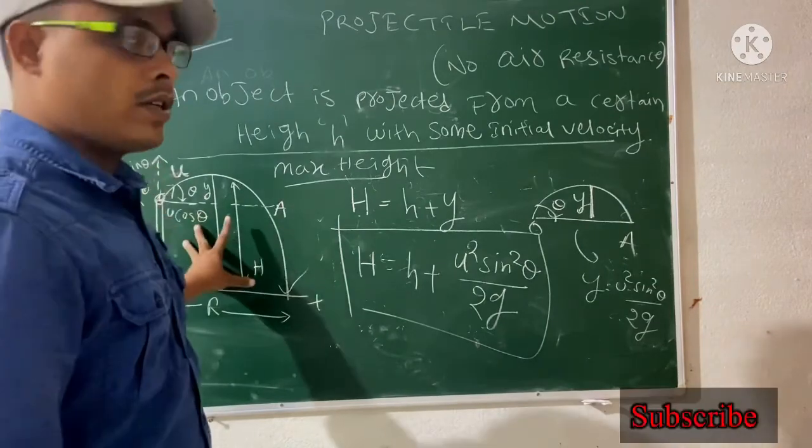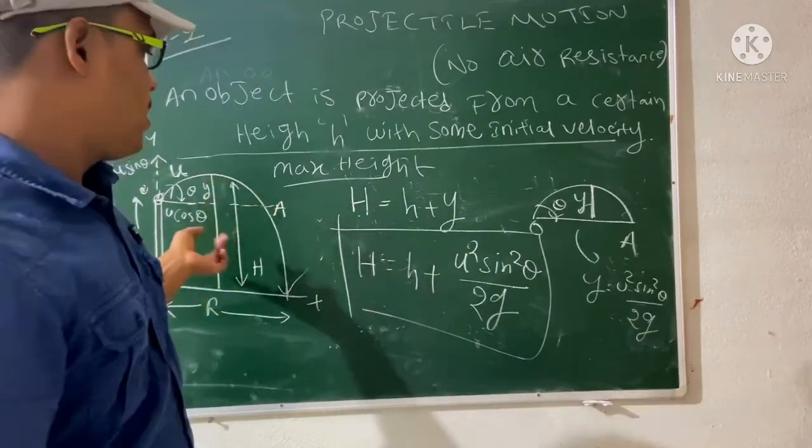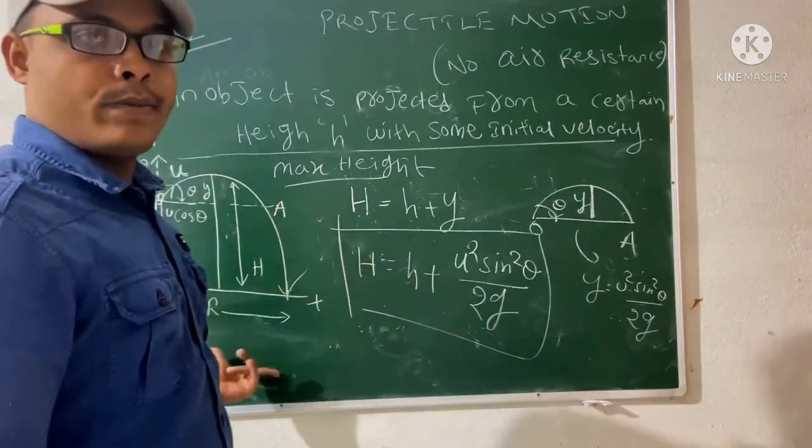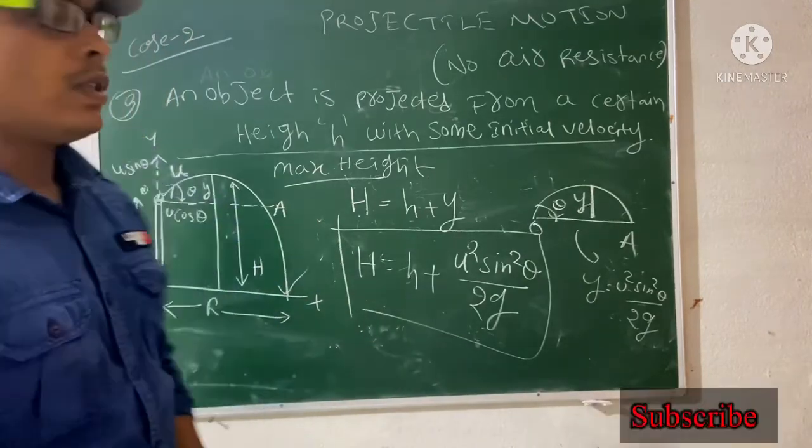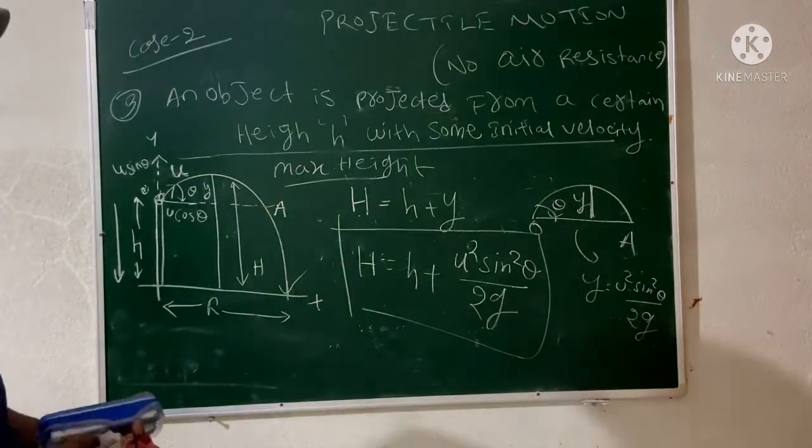So we have calculated the time taken from the quadratic equation, then the maximum height and the maximum range and the final velocity. So this is all about your projectile motion.